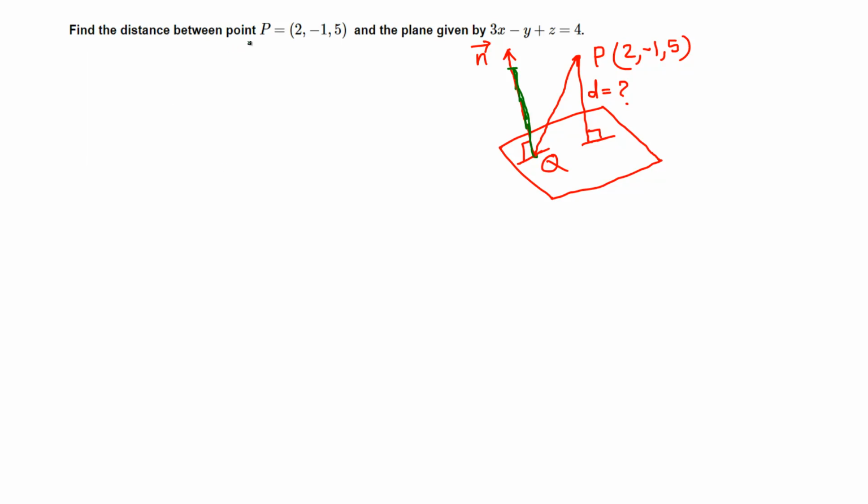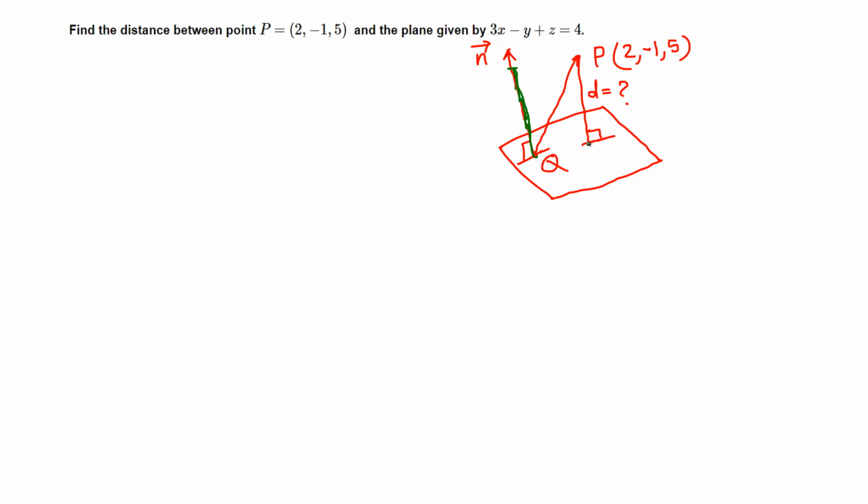Find the distance between the point P and the plane given by this equation. Suppose this is the plane, then we can always find a normal vector, let's say n, and a point on the plane Q. And from this P, the distance means perpendicular distance, let's say this.